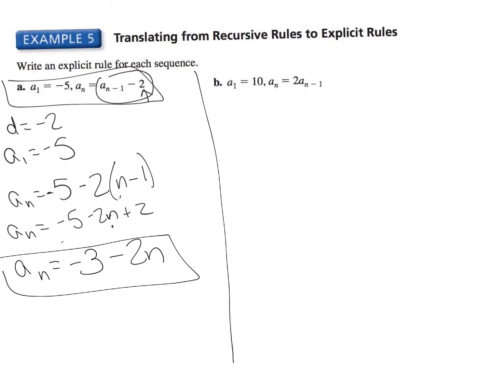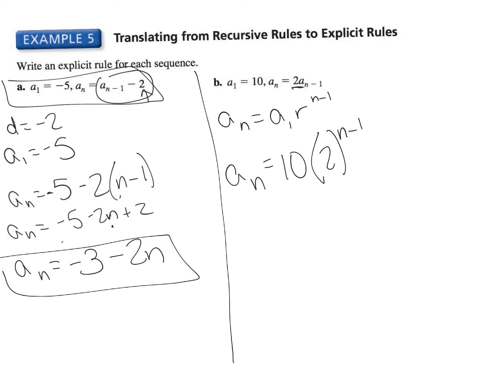For b, we see that this is written in 2 times a of n minus 1, so we're looking at a geometric sequence. So we're looking at a of n equals our first term, a of 1, times r to the n minus 1 power. So we see that we have 10 as our first term. Our rate is 2, and it's raised to the n minus 1 power, and that equals a of n. And you're done. And that's it for these two.